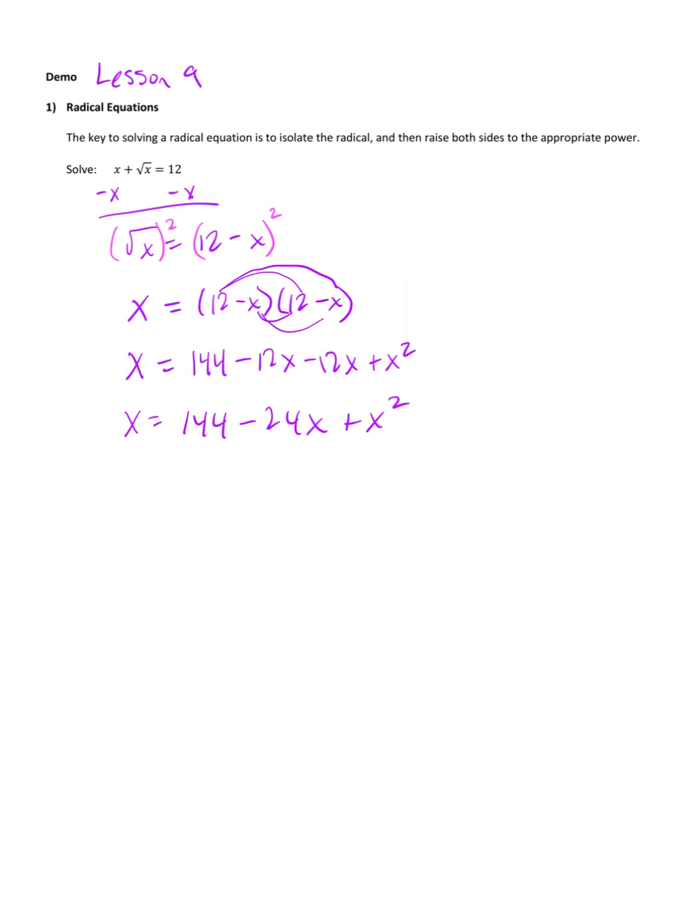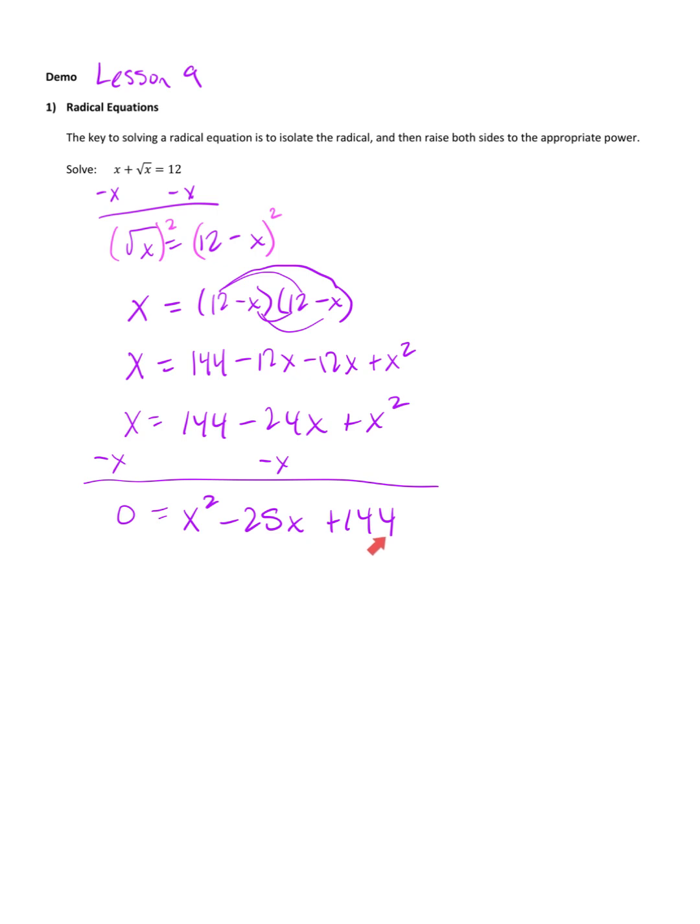And then I need one side to be 0 in order to solve a quadratic. So I'm going to subtract x from both sides. And I get 0 equals x squared minus 25x plus 144. So usually the quickest way to solve a quadratic is by factoring if it's factorable. So we're just going to quickly ask ourselves, are there two numbers that multiply to 144 but add to negative 25? So 12 and 12 multiply to 144, but they don't add to 25. So I need to test some other numbers.